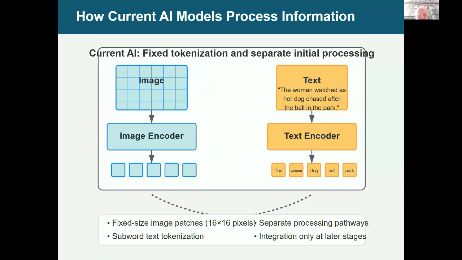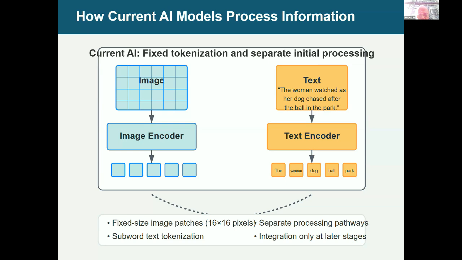Okay, so how do current AI models process information? As all of you in front of the screen are experts from computer or AI science, we all know how they handle multimodal information. As you can see in this graph, they typically use fixed, static tokenization schemes.